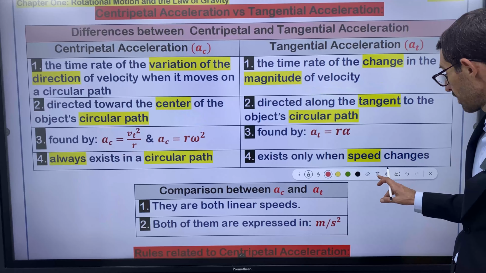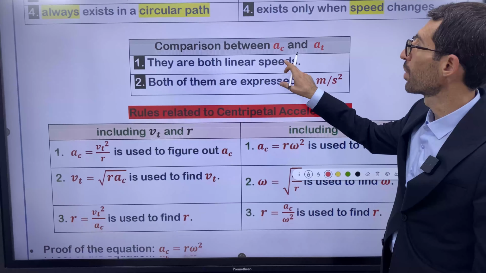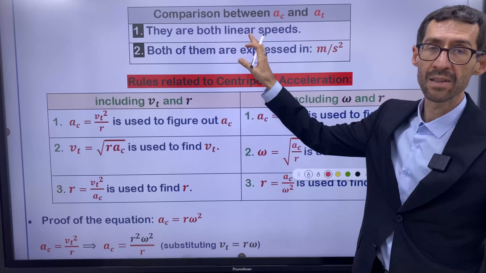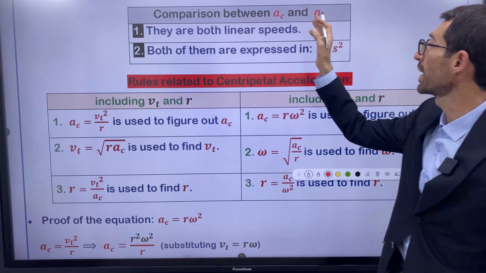Let me read another table for you. This table is dedicated for comparison between AC and AT.